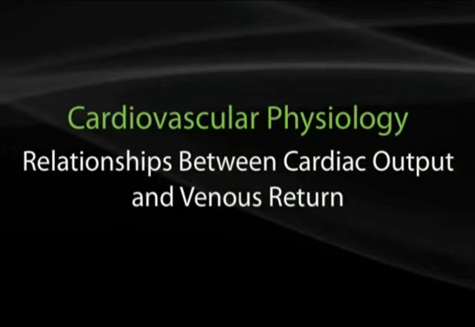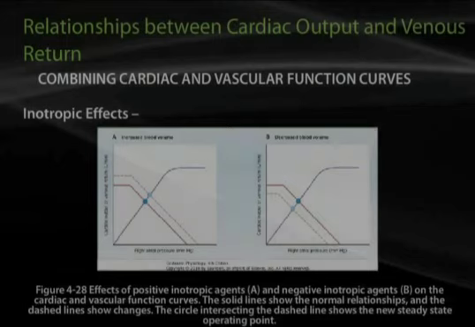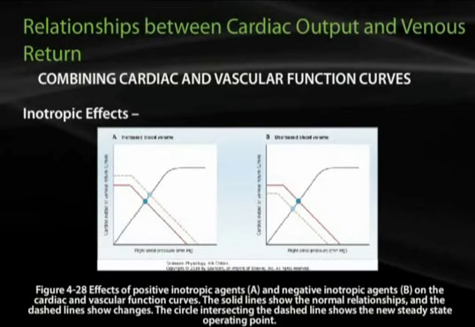This is part 2 of 2 on the section entitled Relationships between Cardiac Output and Venous Return. Figure 4-28 is shown here. Under Part A, you can see the effect of positive inotropic agents, and in Part B, you can see the effect of negative inotropic agents on the cardiac and vascular function curves. The solid lines show the normal relationships, and the dashed lines show changes. The circle intersecting the dashed line shows the new steady-state operating point.